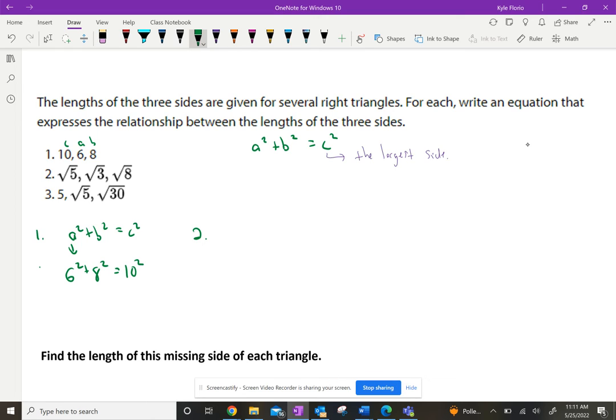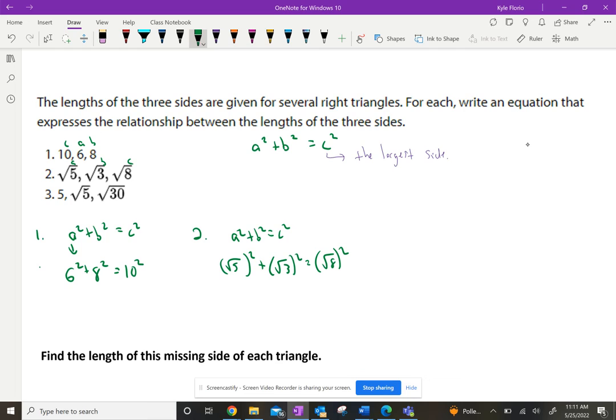So the square root of 5, square root of 3, square root of 8. Square root of 8 is the largest, so that has to be C. The other ones are going to be A and B. It doesn't matter which one's A, which one's B. So if I know that A squared plus B squared equals C squared, just plug in the square root of 5 squared plus B squared, B is square root of 3, equals C squared, C is the square root of 8.